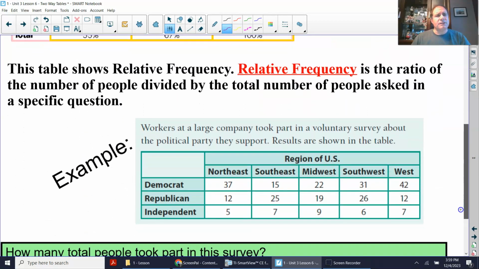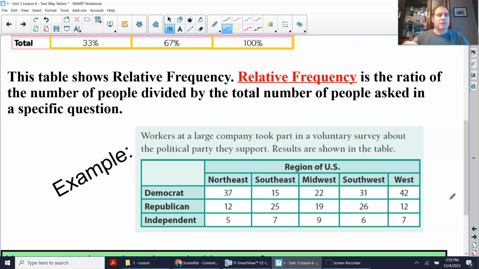This table shows relative frequency. Relative frequency is the ratio of the number of people divided by the total number of people asked in a specific question. Just remember, don't start getting nervous about a relative frequency. It doesn't sound like anything that you've ever heard of. Relative frequency is just a fraction, and then when you divide that fraction, you get the decimal, right? And then you turn that decimal into a percent. So that's all we're going to do, no matter if they say find the percent of or find the relative frequency of. It's all the same thing.